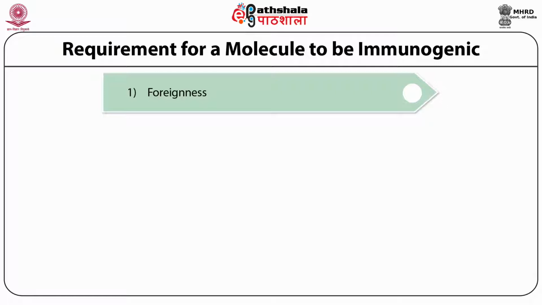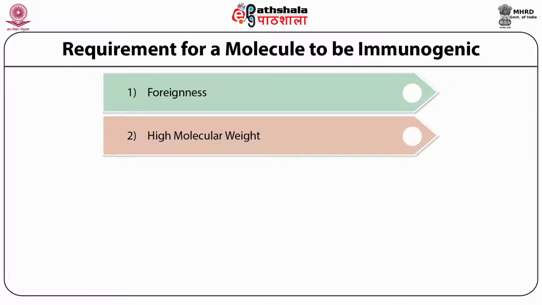The second important property is that the foreign molecule should be high in molecular weight, meaning it should be more than 10,000. Any protein or peptide which is more than 10,000 molecular weight is found to be highly immunogenic. The higher the molecular weight, the more immunogenic it is. I will make this point very clear when I go to the subsequent topics, because the higher the molecular weight, the better the immune response.